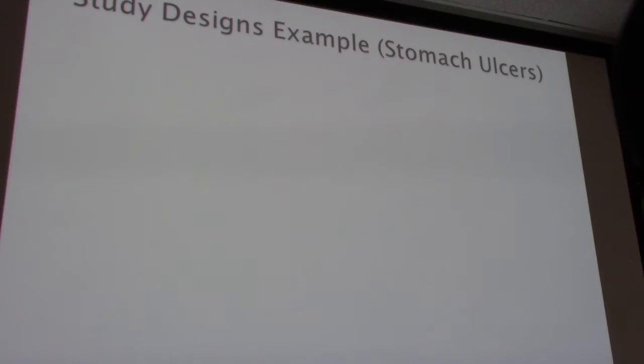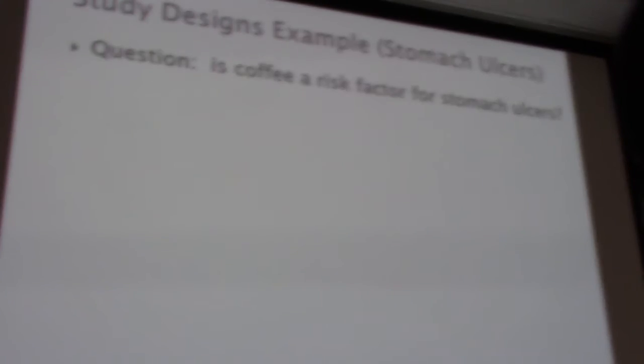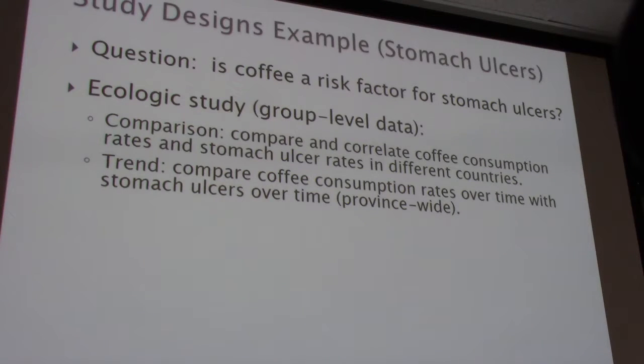So, go through these quickly. As an example of stomach ulcers, we could have a question: is coffee a risk factor for stomach ulcers? An ecologic study to do that would be to look at coffee consumption rates and stomach ulcer rates in different countries. Do countries where coffee is consumed more have higher levels of stomach ulcers? Or you could look at a trend. If coffee consumption rates have increased over time, have stomach ulcers also increased over that same period of time?